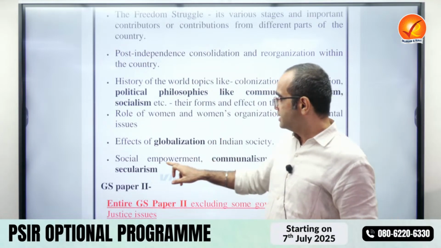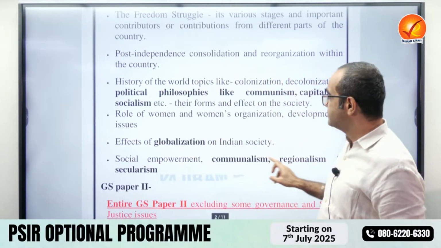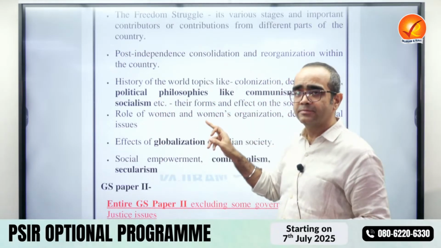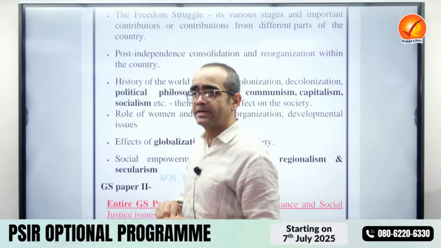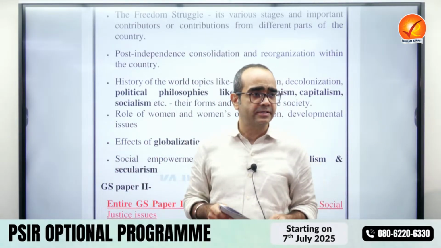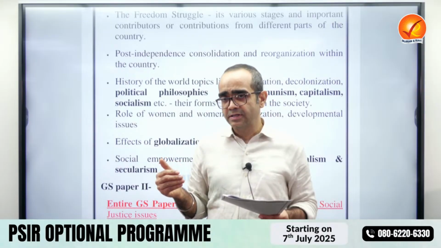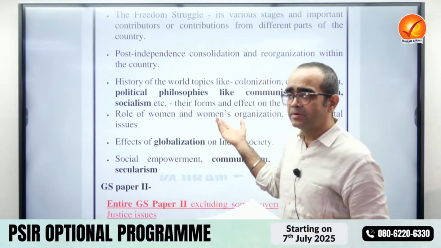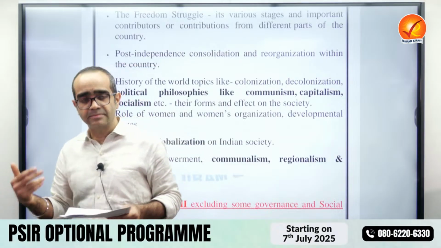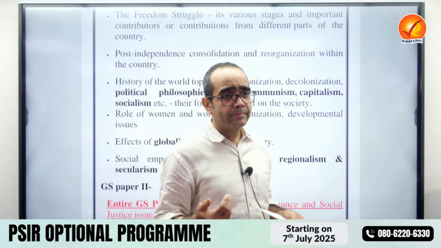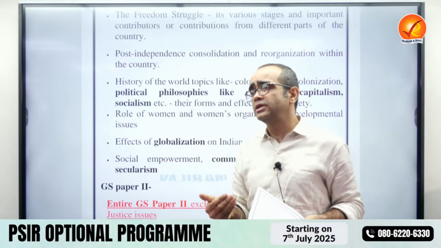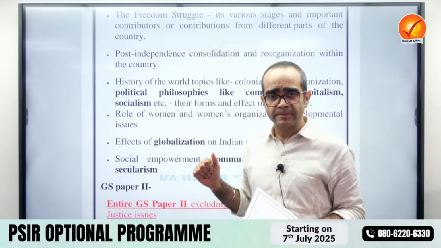Now, can you see communalism, regionalism, and secularism? Can you see political philosophies like communism, capitalism, and socialism? Come to the previous page, page number 6. On page number 6, can you see topic number 8, political ideologies? We'll be discussing political ideologies in detail: liberalism, socialism, Marxism, fascism, Gandhism, and feminism. You can see what is required in GS; we will already be reading it in much more detail as a part of the PSIR paper.